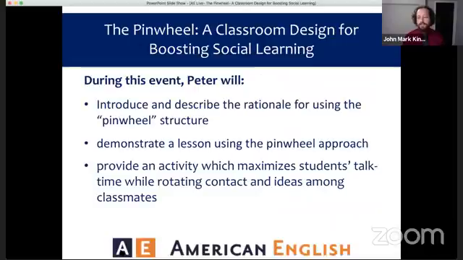Okay, finally, today's event, the Pinwheel, a classroom design for boosting social learning. During today's event, Peter will introduce and describe the rationale for using the pinwheel structure. He'll demonstrate a lesson which puts the approach into action so that you'll be ready to use it in your own classrooms. He's also going to focus on how this approach can maximize students' talk time while rotating contact and ideas amongst classmates. It's very exciting.